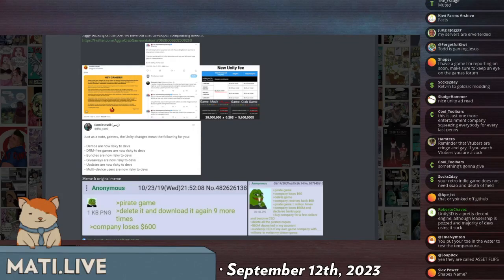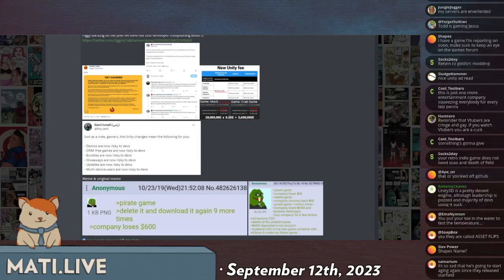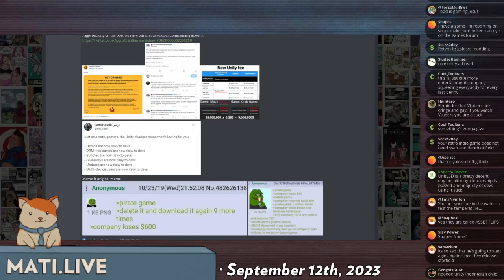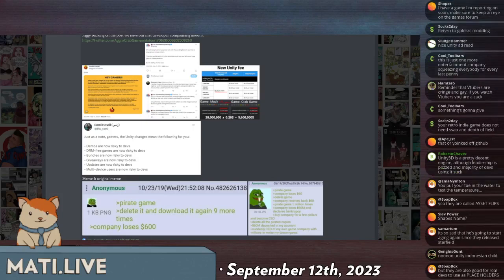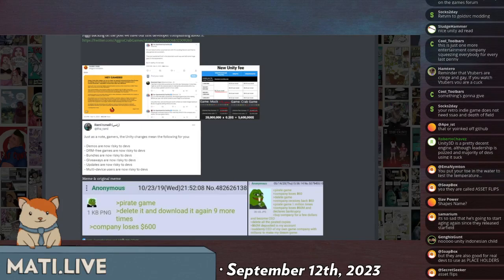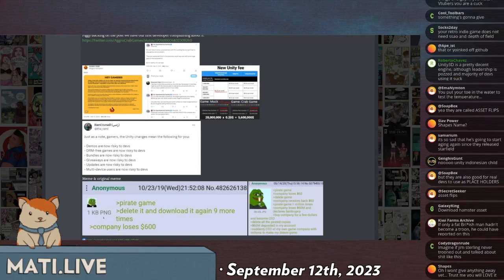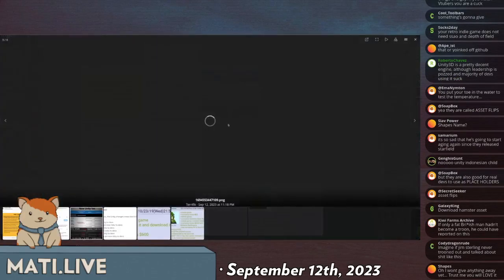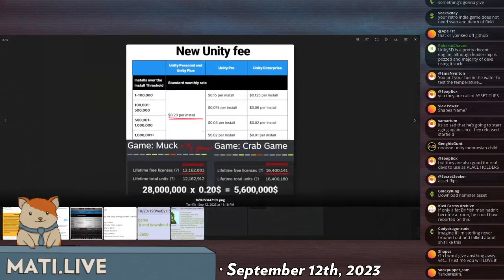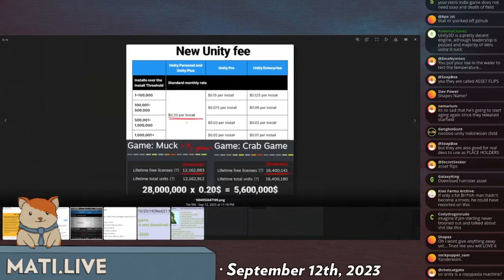So that's been going on for a while, and now Unity has gotten really greedy, and they want to make income based off every download. So apparently, even if your game is completely free, if someone downloads your game, you owe them 20 cents.